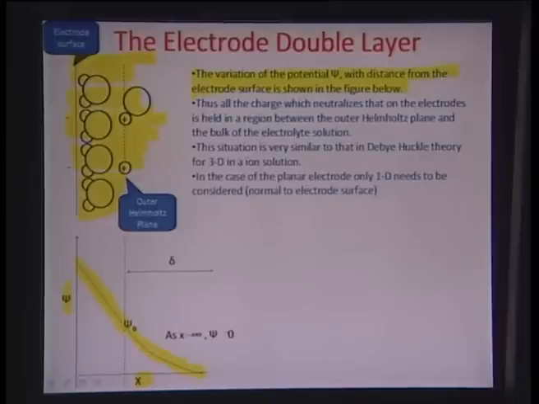Okay. So, all the charges which neutralize that on the electrode are held in a region called the outer Helmholtz plane. So, up to the outer Helmholtz plane, the electric field drop is linear, as if it shows that in this region really it is a resistive drop, because the only thing which is available here is a layer of dielectric. Okay. So, it is a layer of huge resistance.